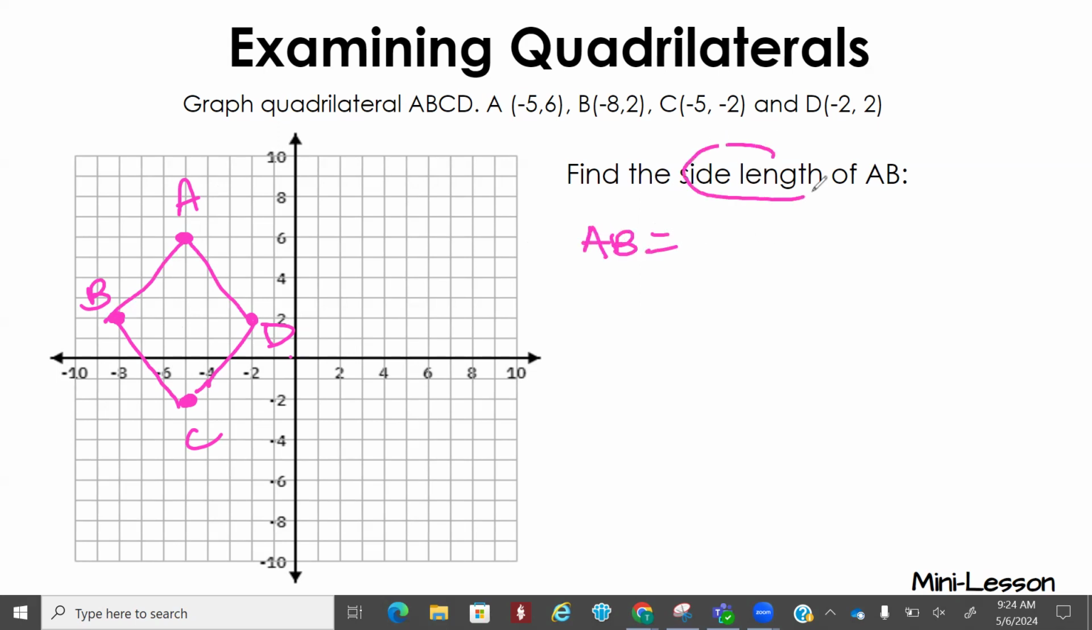Now, if I'm trying to find the side length, I'm going to use the distance formula. So just a reminder, here's the distance formula. Yes, it will be given to you on the test.